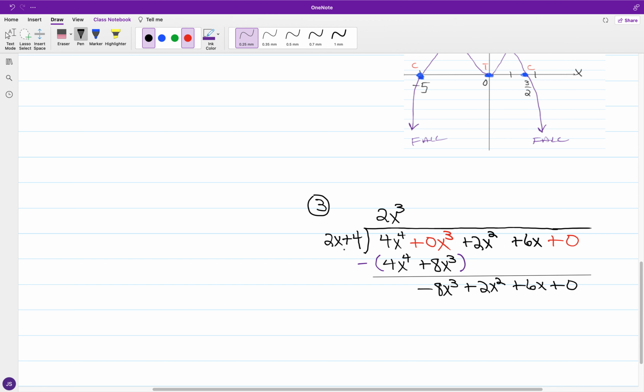So for the next phase, I can take 2x into negative 8x cubed. That is going to be negative 4x squared, and distributing, we have negative 8x cubed, and negative 4x squared times 4 is going to be a negative 16x squared.